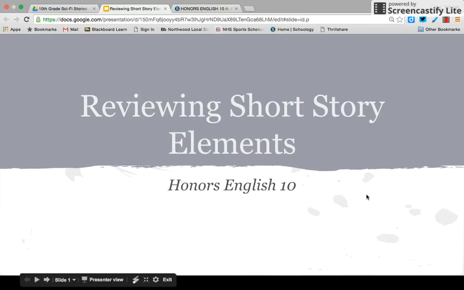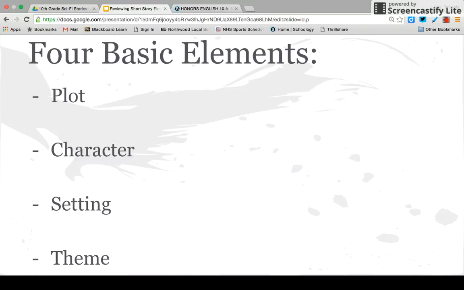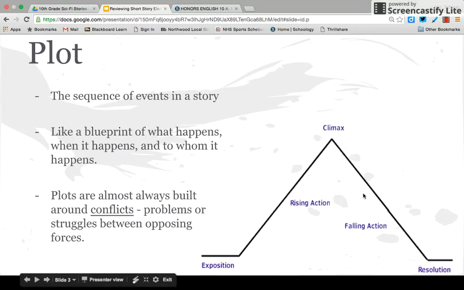Today we're going to talk about short story elements and an introduction to science fiction. So this should look rather familiar to you. These are the four basic elements of a short story. We have plot, character, setting, and theme. And we're just going to briefly review these to make sure that we're all on the same page.